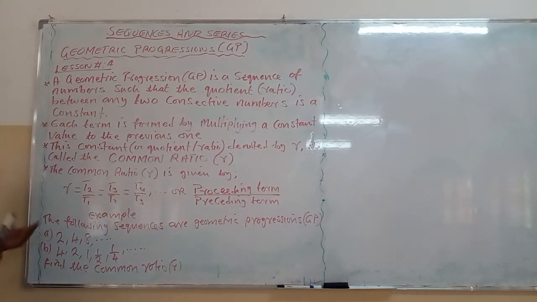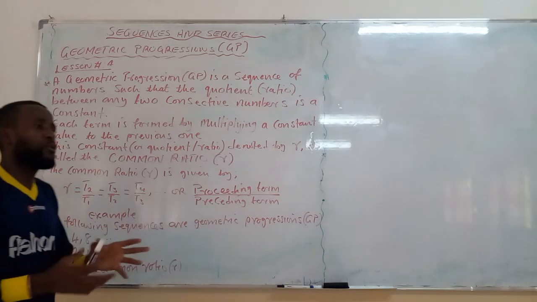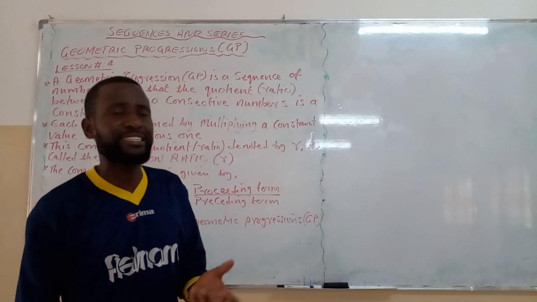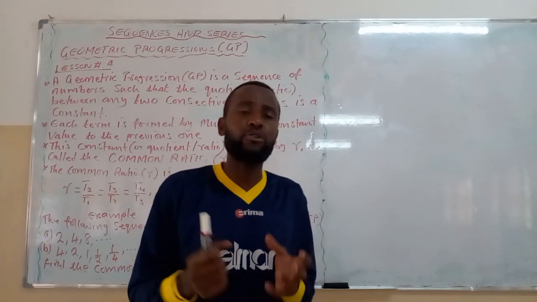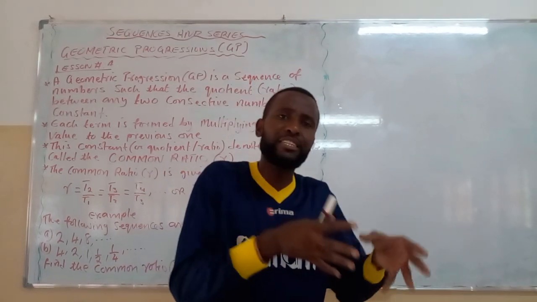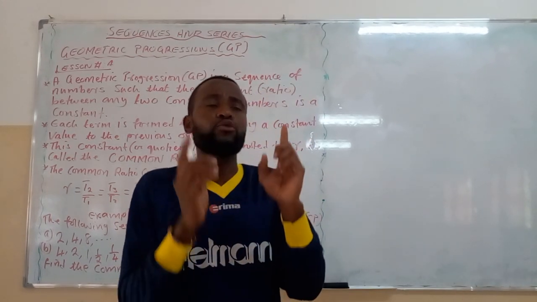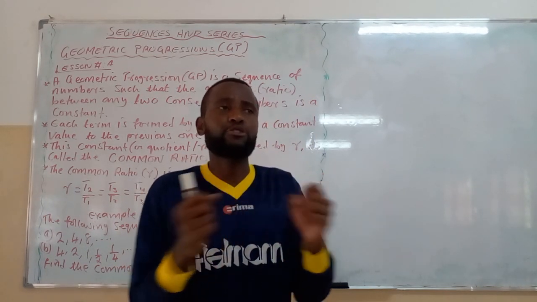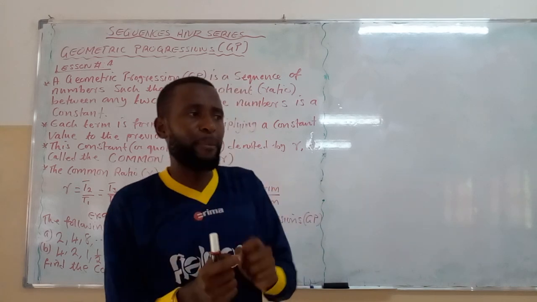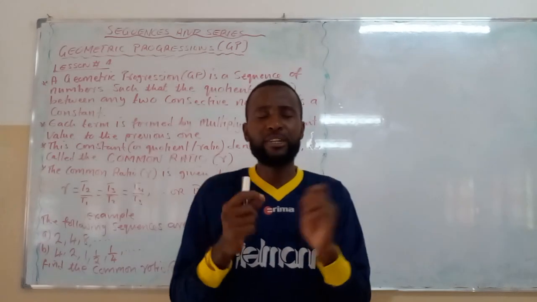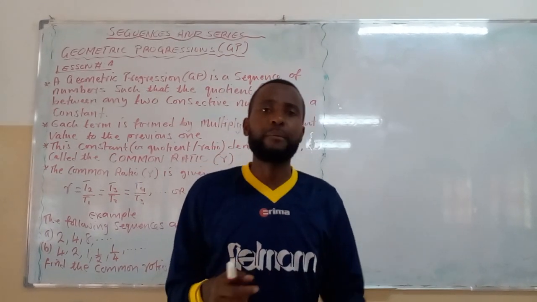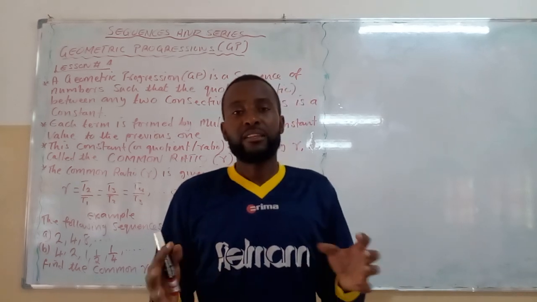So, what is a geometric progression? We need to know what a geometric progression is. Remember, arithmetic progression, we did look at it, saying that it is a sequence where there is a constant value, which is called the common difference, that separates the two terms. That makes it an arithmetic progression, so that when I add the common difference to a term, I'll be able to get the next term. That is how it is.